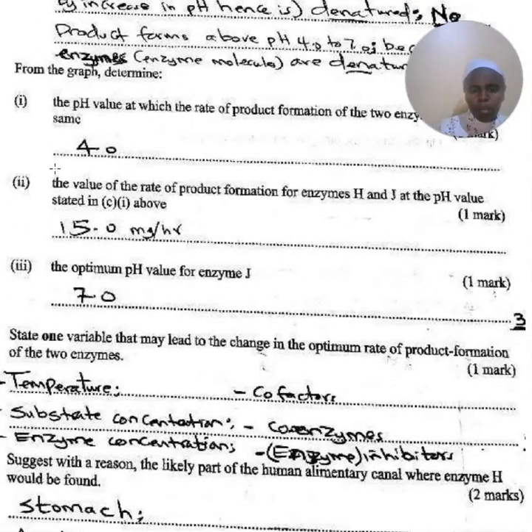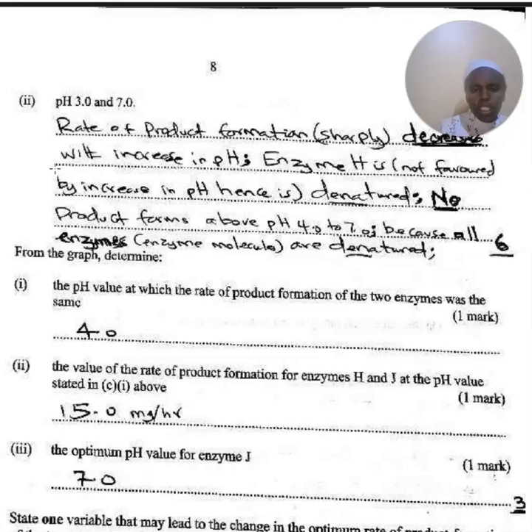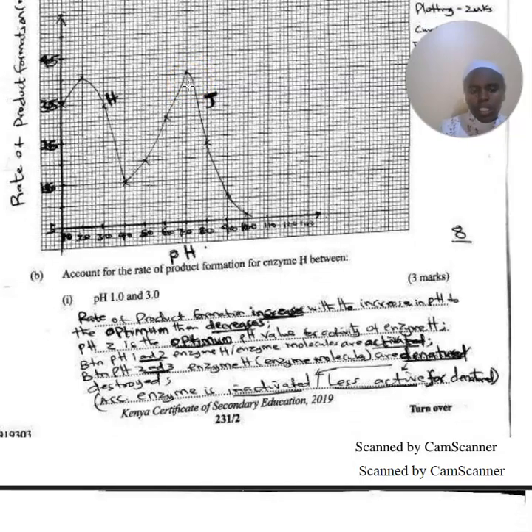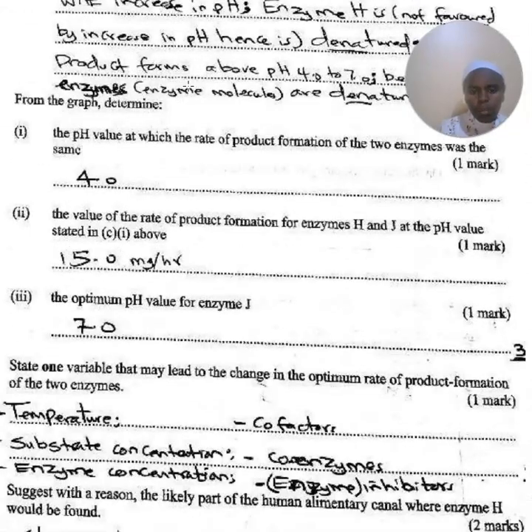Then the optimum pH of enzyme J. The optimum pH of enzyme J is the pH at which this enzyme is working the best, and it is at pH 7.0. You can see very well. It is working best at pH 7.0.